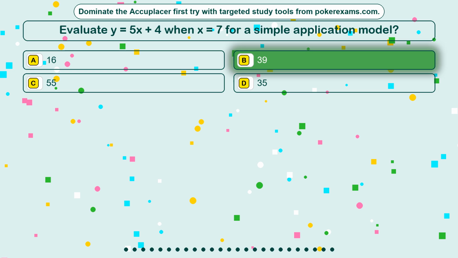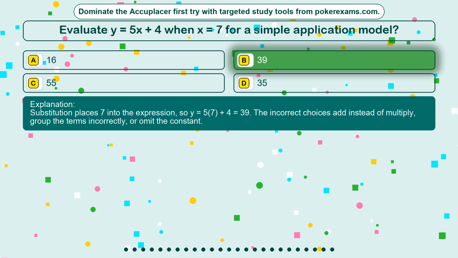The correct answer is option B, 39. Substitution places 7 into the expression, so y equals 5 times 7 plus 4 equals 39. The incorrect choices add instead of multiply, group the terms incorrectly, or omit the constant.